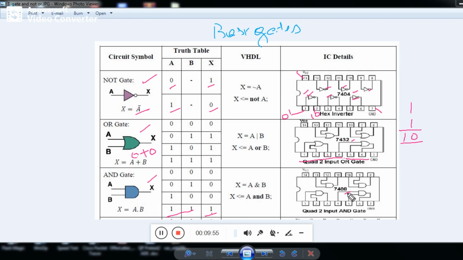Similarly, we have one more IC called 7408. All ICs here are 14 pin ICs, and here also it has 4 gates. So this one you have to remember. Clear? Yes. Next, we'll move to the next screen now.